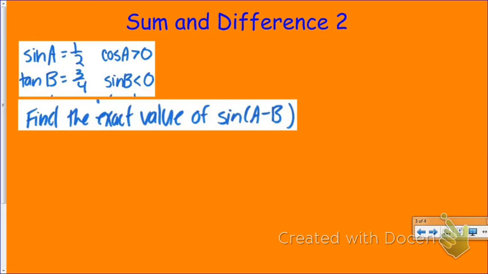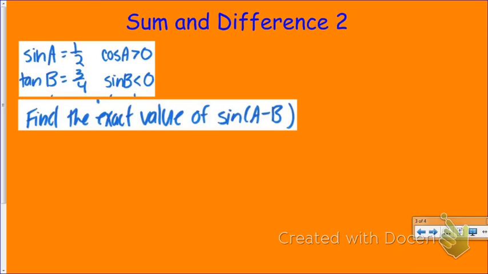Alright guys, so this is the second application for my sum and difference properties. What we have here is some information about the sine of A and the tangent of B. What we're going to do is use this information to draw some pictures and use those pictures to find the sine of A minus B.